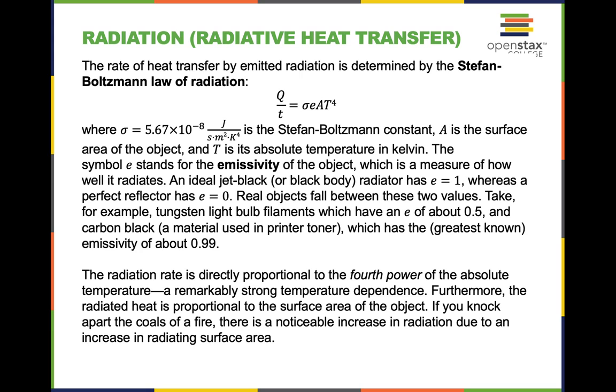The radiation rate is directly proportional to the fourth power of the absolute temperature, a remarkably strong temperature dependence. Furthermore, the radiated heat is proportional to the surface area of the object. If you knock apart the coals of the fire, there is a noticeable increase in radiation due to the increase in radiating surface area.